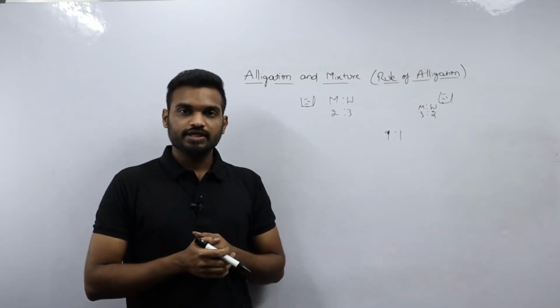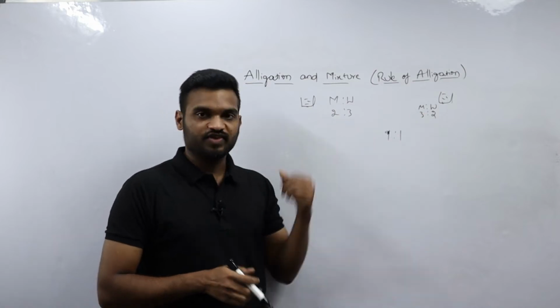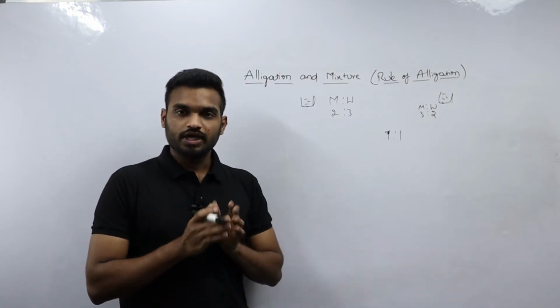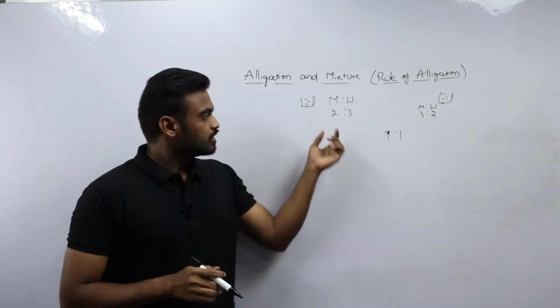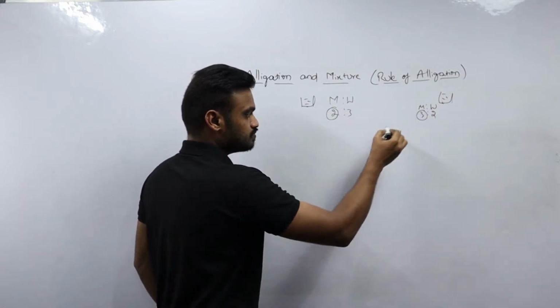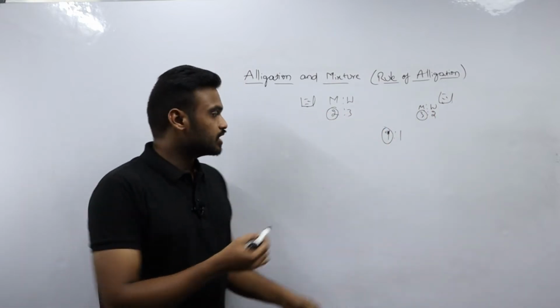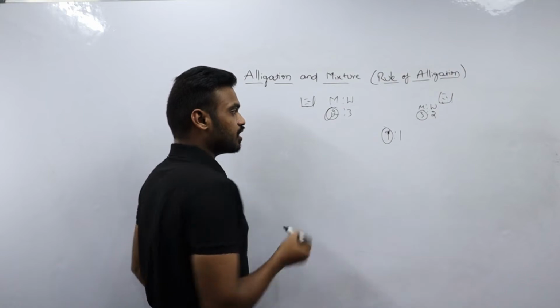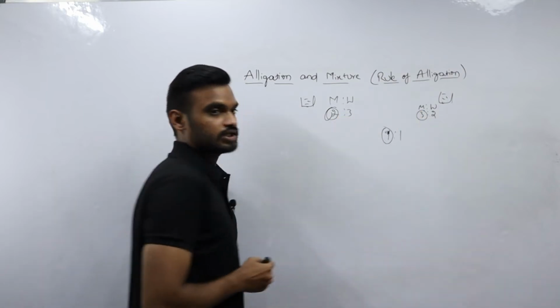Now how to solve this? Here they have given it in the form of ratios. Whenever it is given in the form of ratios, consider only one quantity in all the ratios. Either you consider only milk in all the quantities or only water in all the quantities.